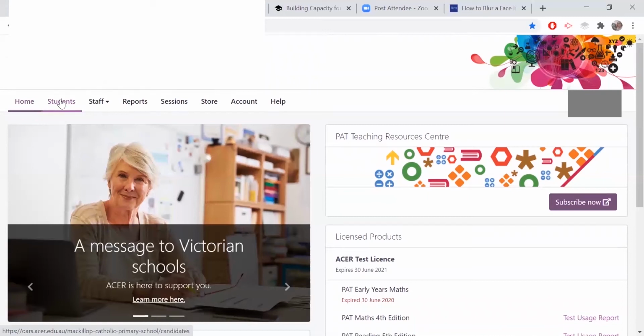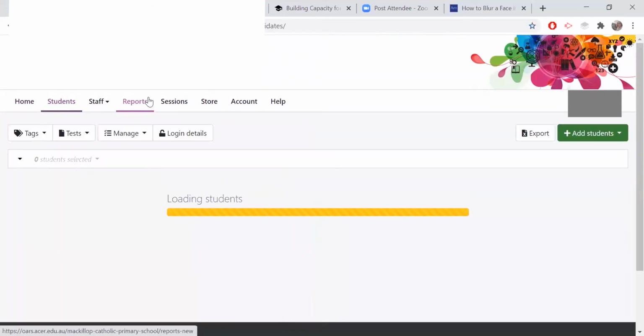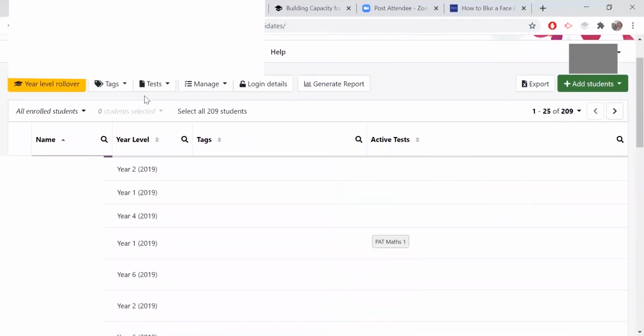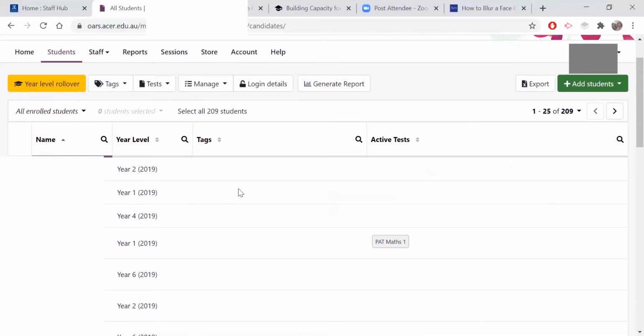Okay, so what we're going to do is look at our school's students. These are all the students in the school by year level. You'll notice that I've got in brackets 2019. I haven't rolled over my students to 2020 yet. That doesn't matter because I know what students I'm looking for. I'm going to generate a report for the year 6s this year, which are the year 5s from last year.